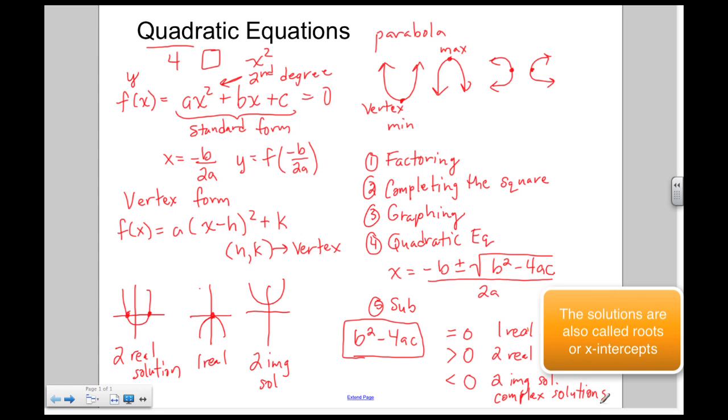Alright, I think that sums it up for the basics of working with quadratic equations and the different methods that are available to solve them. So please stay tuned for more videos that use those methods.